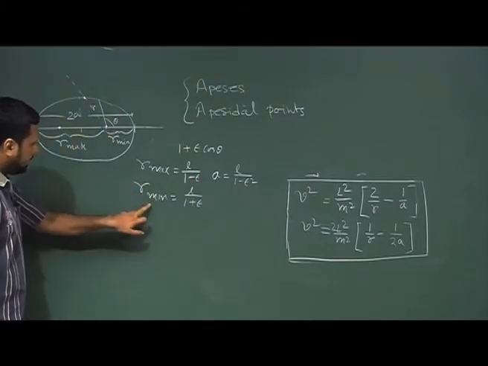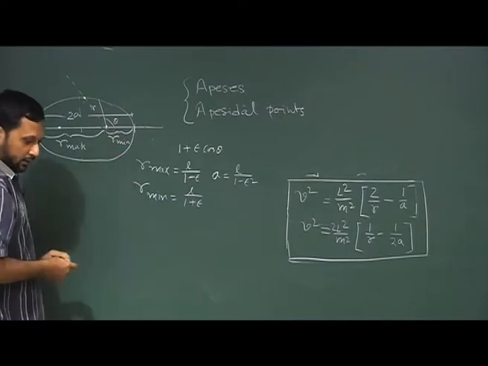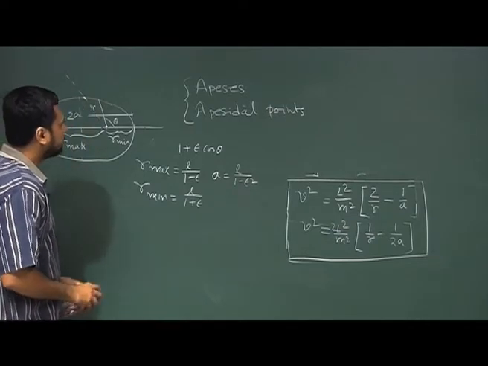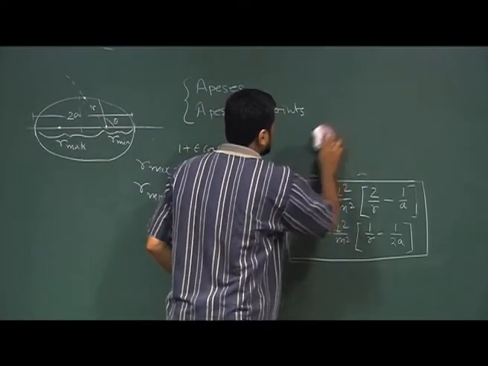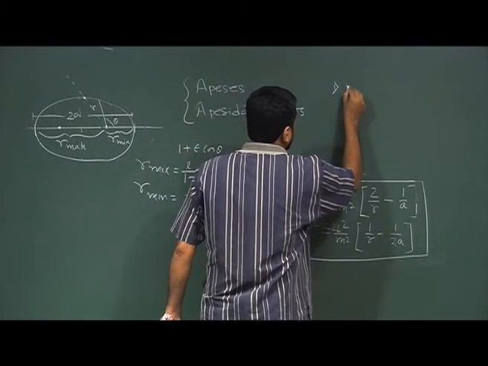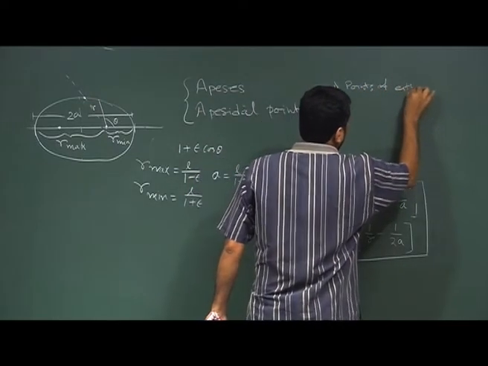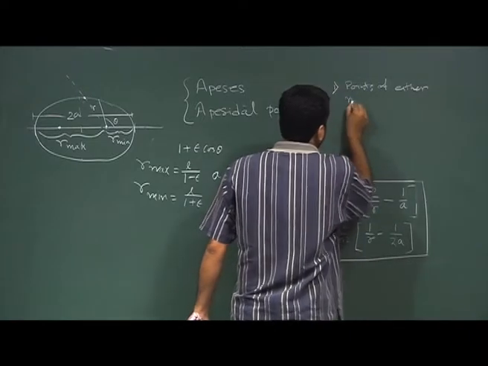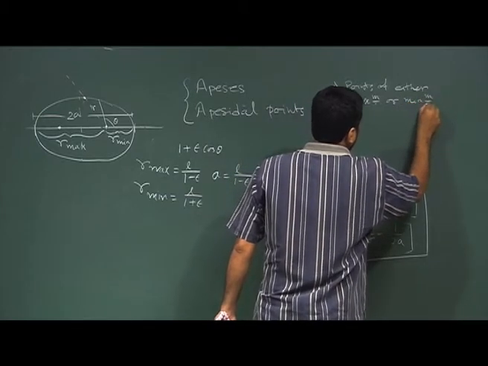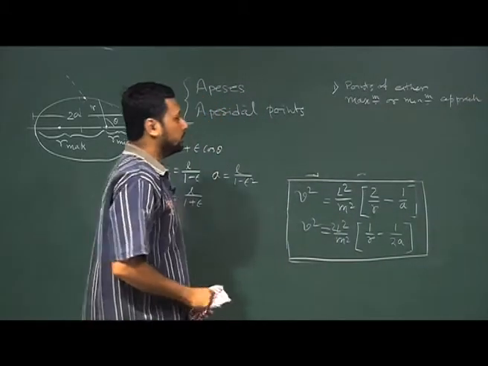For example, this r min and r max are two apsidal points on an elliptical path, right. Now, this apsidal point has certain properties that we need to keep in mind. Apsidal points are points of either maximum or minimum approach. That is one definition.